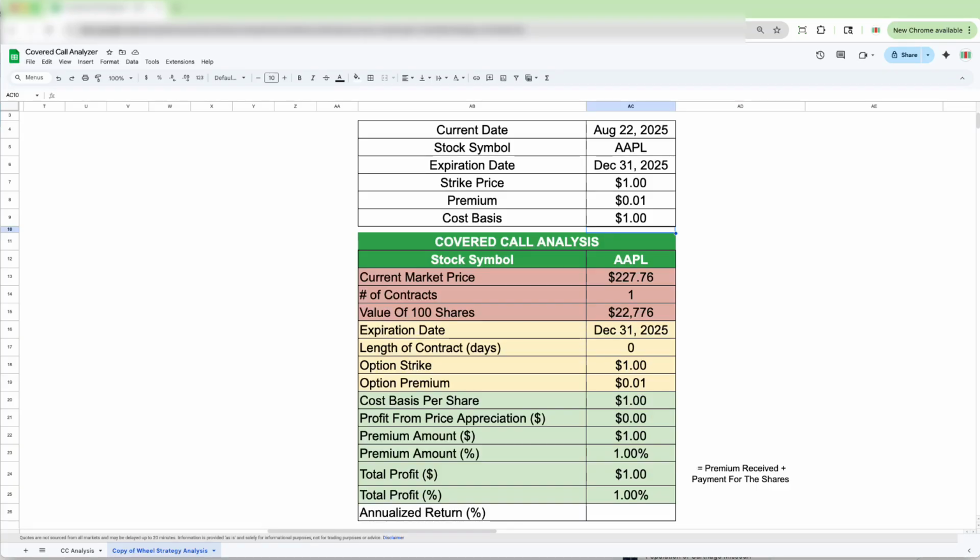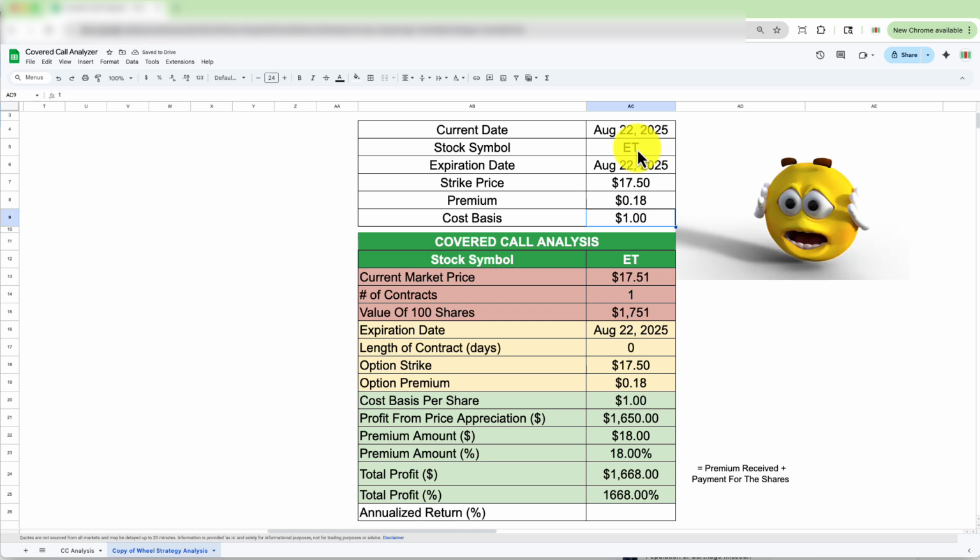So let's just jump right into the middle of this trade by using my special covered call analyzer. Now let's take a look at the covered call analysis to figure out the profitability of this particular trade. So today's date is August the 22nd. The stock symbol is for energy transfer, so that's symbol ET. And for the expiration date, I'm going to be using the same date as today. And so this is what gives me the 0 days to expiration. Now strike price is $17.50, and the premium that I'm specifying is 18 cents, and my cost basis is $17.52.